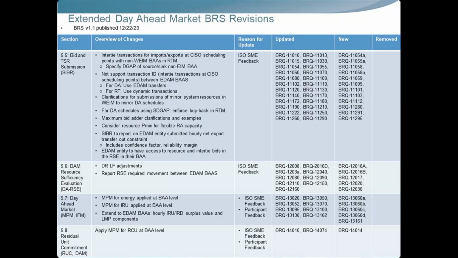So another more significant change you'll see from the previous BRS is we've added a fair number of requirements for market power mitigation and how that will be applied to EDAM as well as RUC and some associated changes in real time to make sure everything is aligned. So we have MPM for energy at the BAA level and for balance reserve up. And then you'll also see in section 5.8 MPM for reliability capacity up.